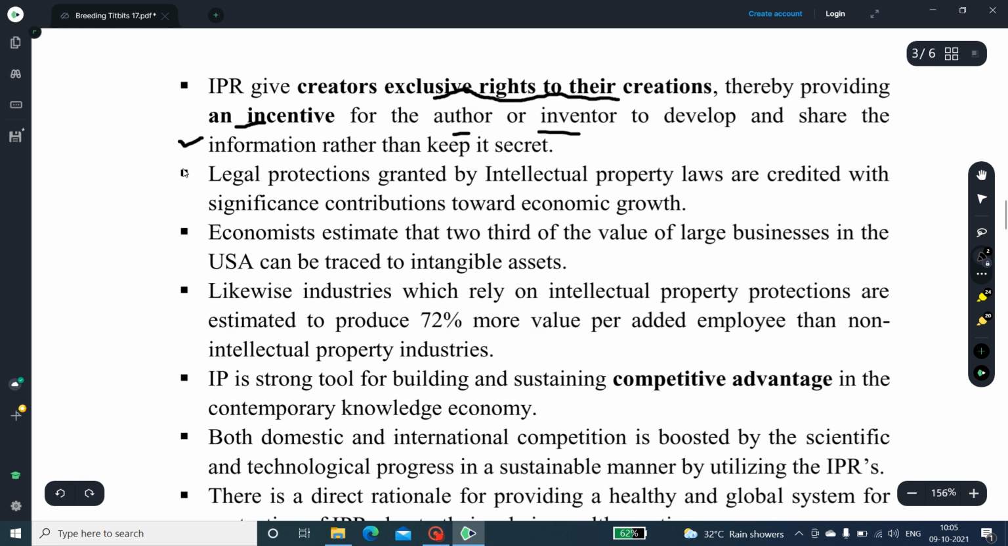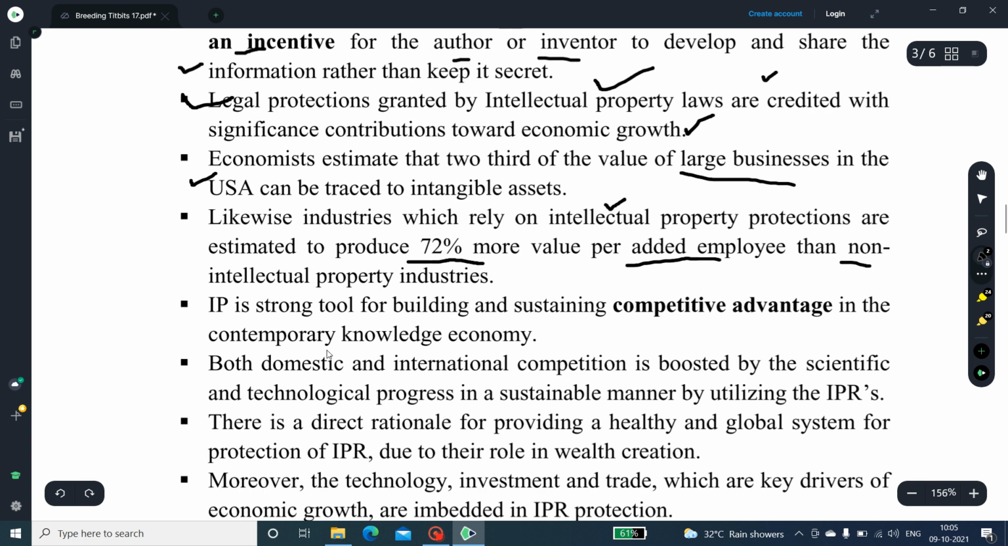Legal protections are granted by the intellectual property laws, which are credited with significant contribution towards economic growth. Economists estimate that two-thirds of the value of large businesses in the US can be traced to intangible assets. Likewise, industries which rely on intellectual property protections are estimated to produce 72% more value per employee than non-intellectual property industries. Industrial IP is a strong tool for building and sustaining competitive advantage in the contemporary knowledge economy.